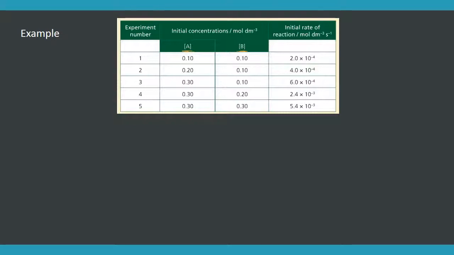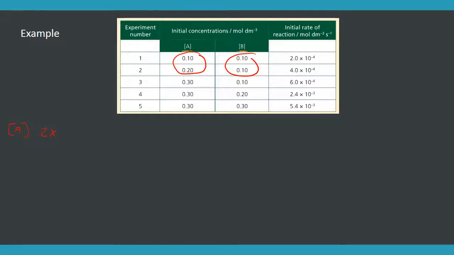So what you want to do is look at each individually. So let's look at concentration A first. We want to identify when concentration A changes, but concentration B holds the same. So A changes between experiment 1 and 2. B is held constant, so I can use that. So if I'm looking at concentration A, it goes from 0.1 to 0.2, so we're doubling it.